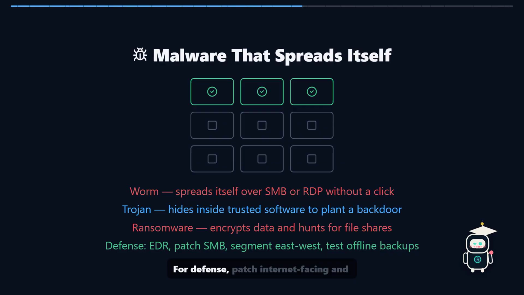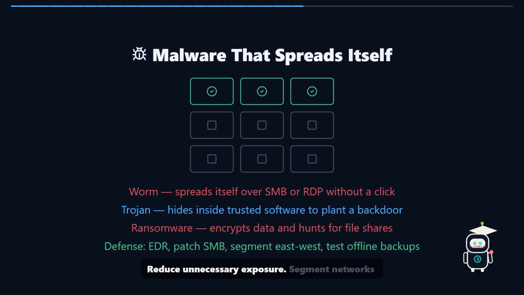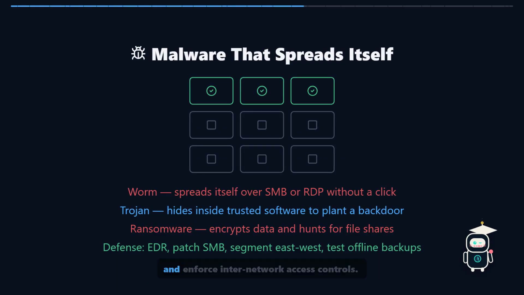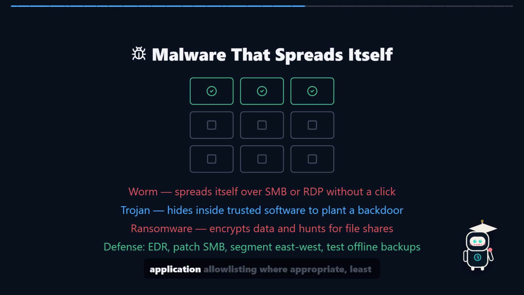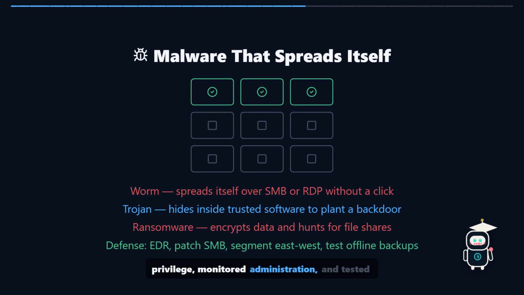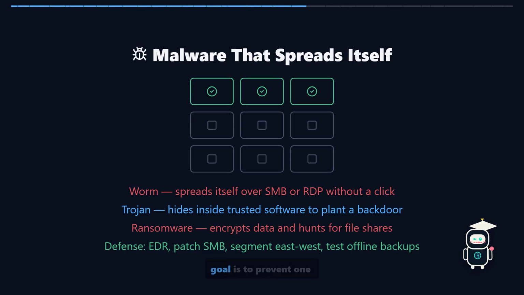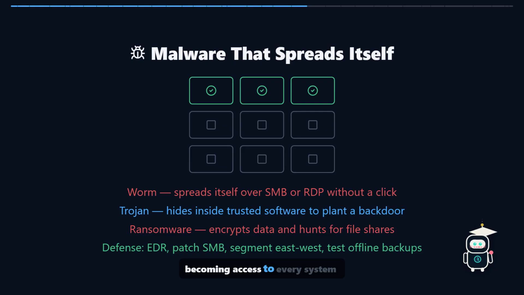For defense, patch internet-facing and internal services according to risk. Reduce unnecessary exposure. Segment networks and enforce inter-network access controls. Use endpoint detection and response, application allow listing where appropriate, least privilege, monitored administration, and tested backups with recovery plans. The goal is to prevent one compromised device or account from becoming access to every system in the organization.